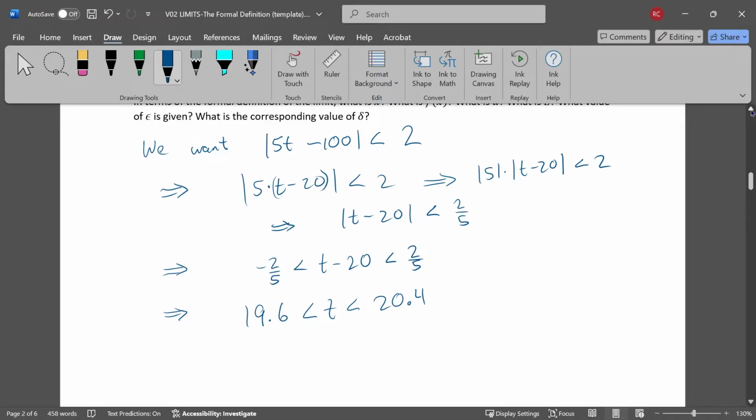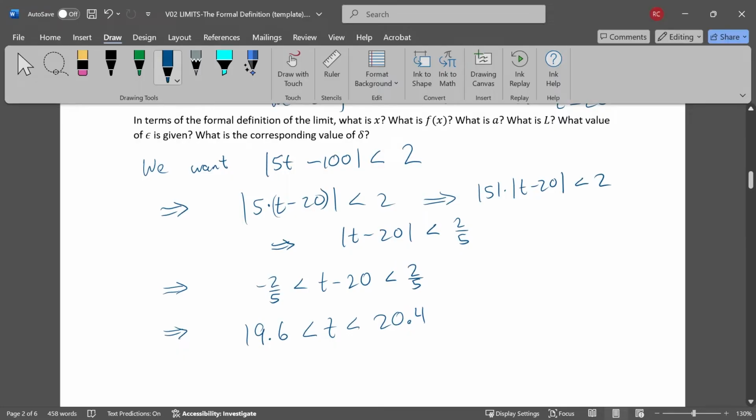Okay, so now let's tie this to the definition of the limit. So in terms of the formal definition of the limit, what is x? Well, here, x is t, which is the number of seconds the motor has ran. Right? Because look here, we've got the absolute value of t minus 20. This is like the absolute value of x minus a is less than delta, right?